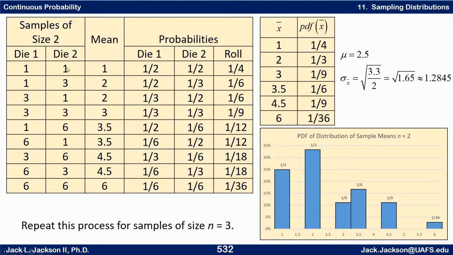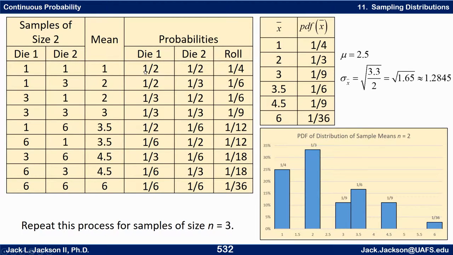The means here: 1 plus 1 divided by 2 is 1. Halfway between 1 and 3 is a 2. Average 2 3s, you get a 3. Average 1 and 6, you get a 3.5, and so forth. And these are the means.